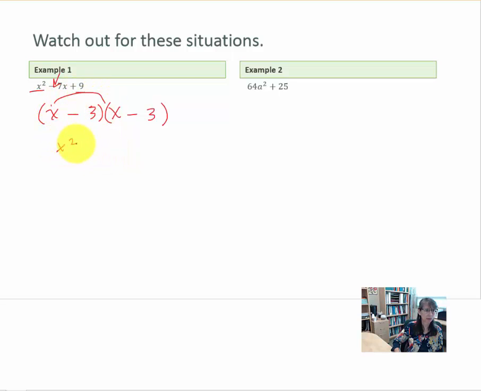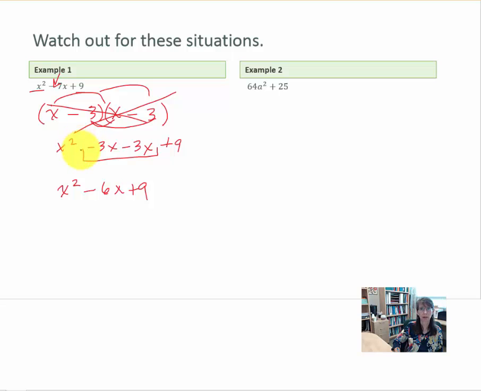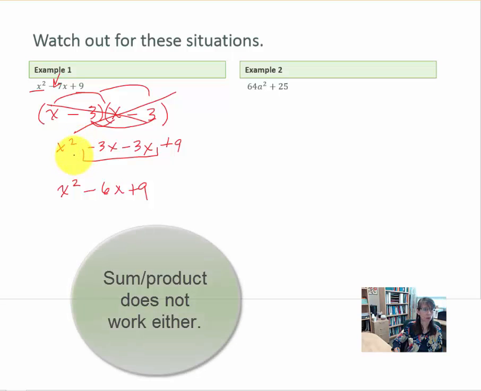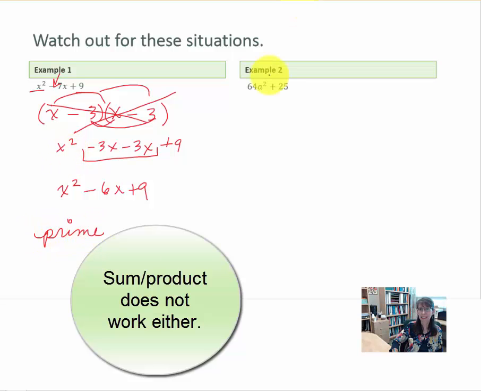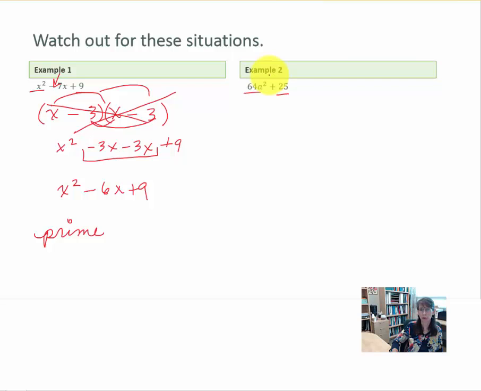Distributing x, that looks great, x squared, minus 3x. Distributing -3, we have another minus 3x, and then we'll have plus 9. But look what happens in the middle. It's doubling, and that is not making -7x to match the original. This makes x squared minus 6x plus 9. So we cannot factor this one as a perfect square trinomial. It's not going to be factorable. This one is prime.